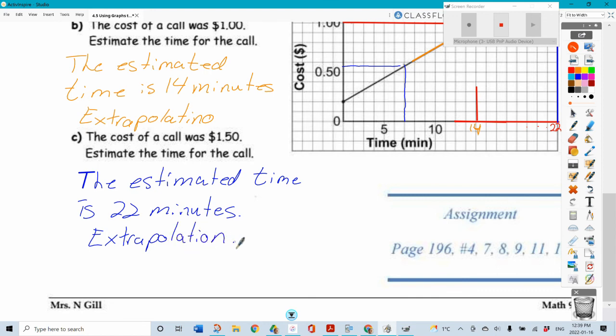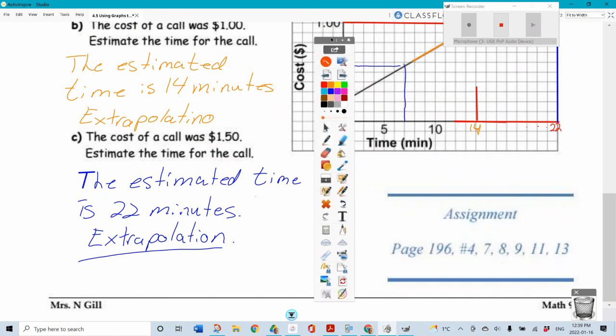Okay, so that is the end of it. And for your assignment, we're going to take a look at page 196, and you've got 4, 7, 8, 9, 11, and 13. At this point, you also have some work maybe left over from 4.4 and 4.3. I would like this to be due on Friday.